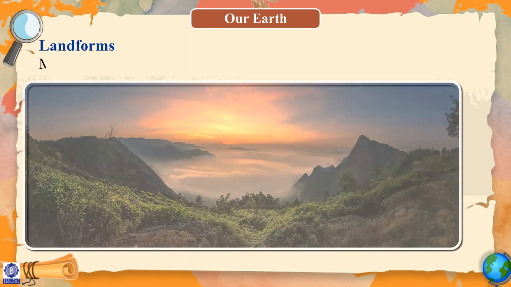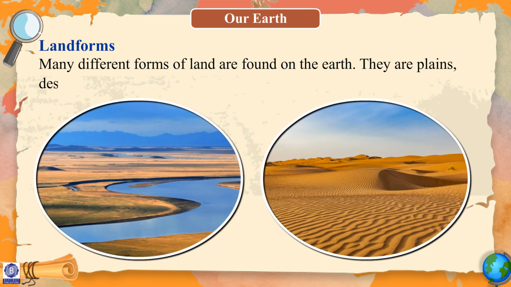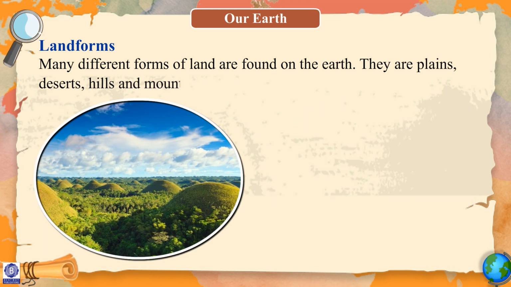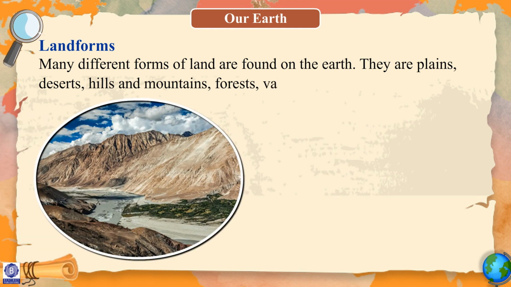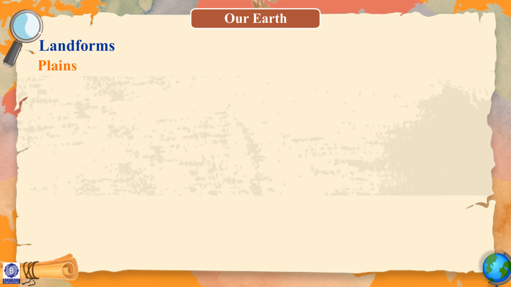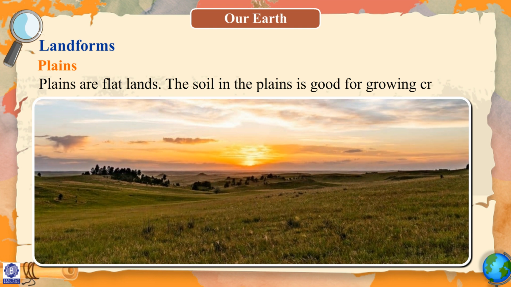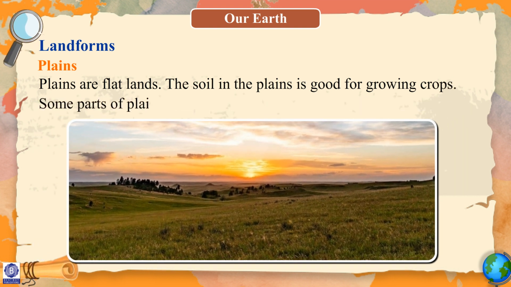Land forms. Many different forms of land are found on the Earth. They are plains, deserts, hills and mountains, forests, valleys, plateaus, etc. Plains. Plains are flat lands. The soil in the plains is good for growing crops. Some parts of plains are covered with forests.